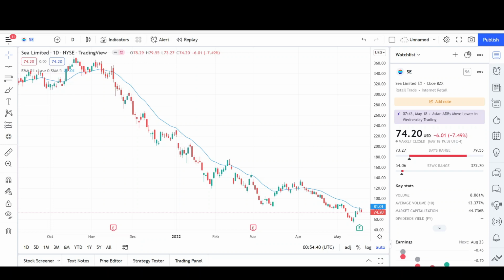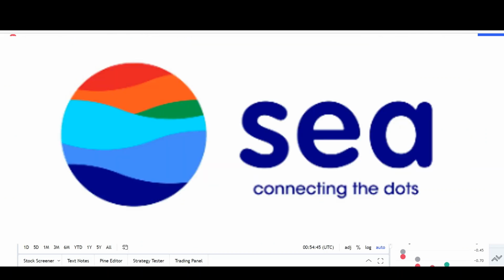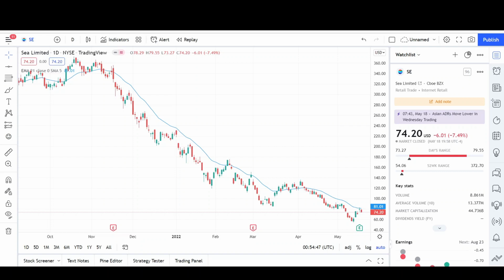What's up, traders? This is Vee Trades, and today I'll be doing a technical analysis breakdown for C Limited with the ticker symbol SE.